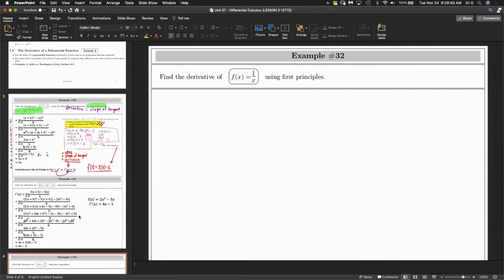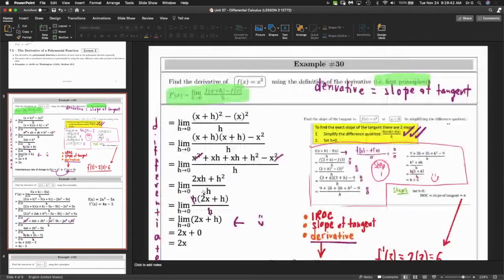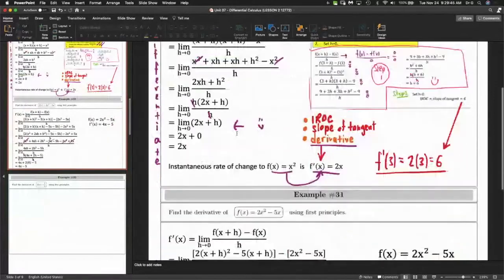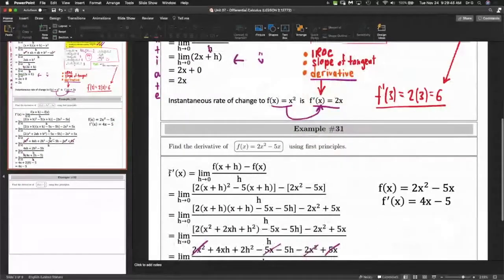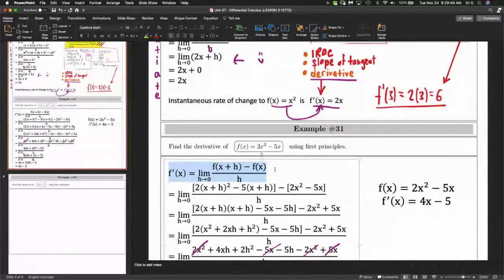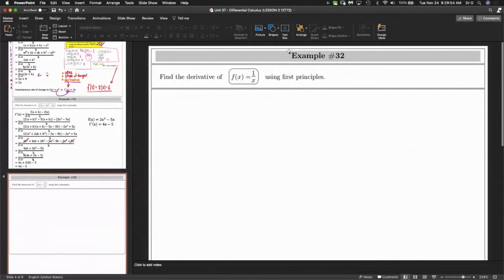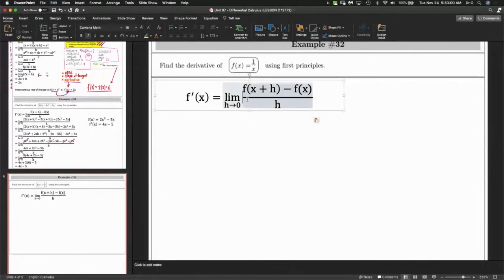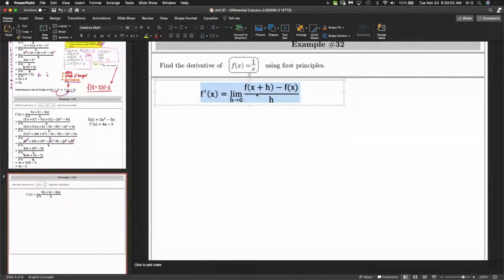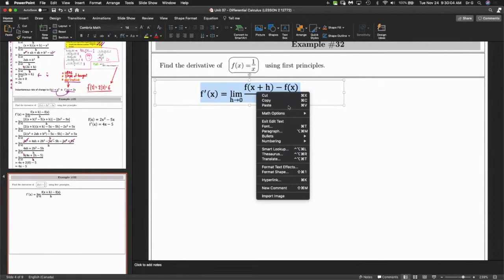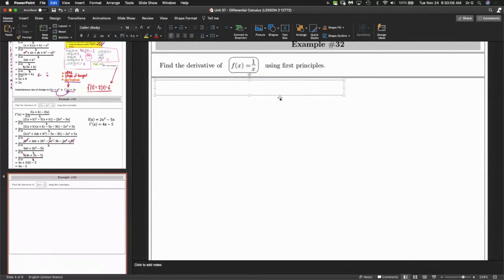And 32 is just a longer version of algebra, so I'm just going to recycle the formula quickly. And the question here, as you can see, says first principles. So with first principles, we're still just using that starting point. And that's pretty much the process.